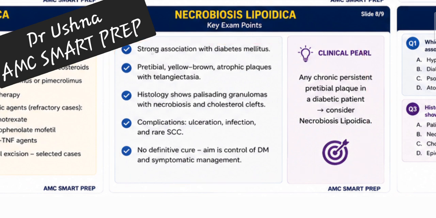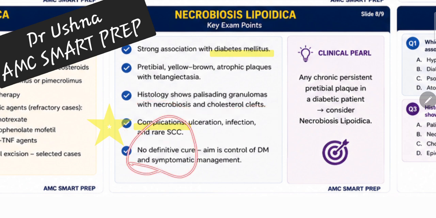The very important thing is it has a very strong association with diabetes, so never ignore diabetes when you are talking about necrobiosis lipoidica patients. Then the typical description that will help you make the diagnosis very clearly: you are going to have pretibial area involvement, a yellow waxy, wax-like appearance, and atrophic plaques with telangiectasia. In histology, you have palisading granuloma with necrobiosis and cholesterol clefts, and you fear complications, which are ulceration, secondary infection, and squamous cell carcinoma. So take all these into consideration when dealing with a patient of necrobiosis lipoidica.